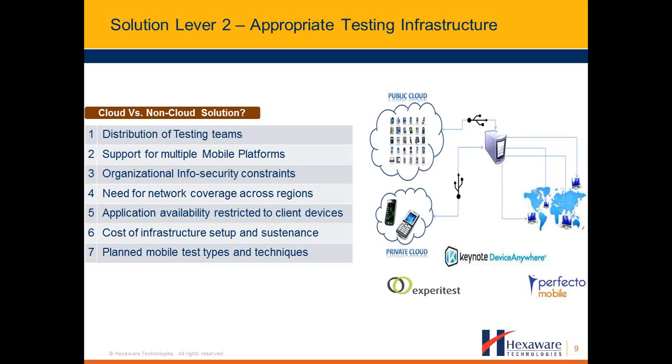Some of the parameters that may help you in deciding whether you want a cloud infrastructure or a local infrastructure for your testing could be things like, for example, distribution of testing teams. Now, if you need to collaborate with different teams as part of a distributed test team, a cloud-based device model could help greatly. It provides common access to all devices as part of the test configuration matrix. The second factor could be the support for multiple mobile platforms.